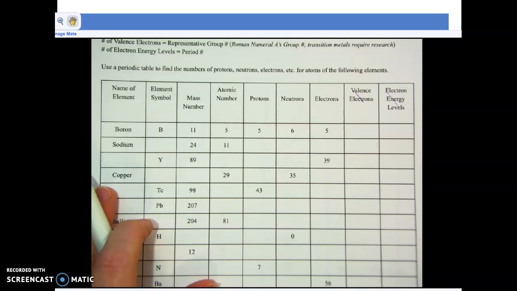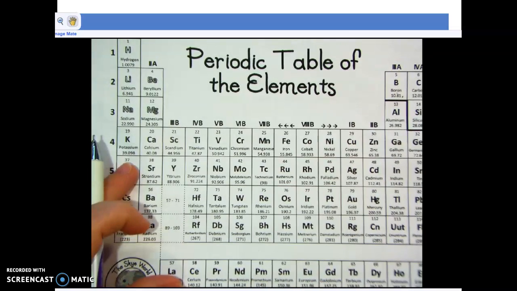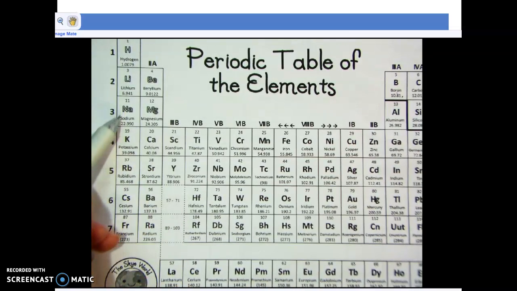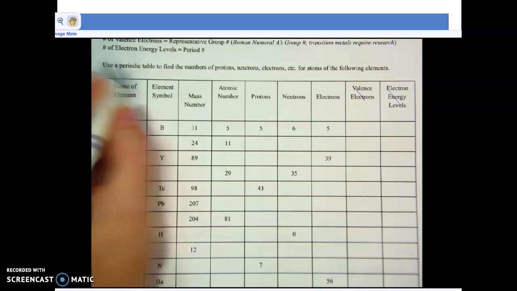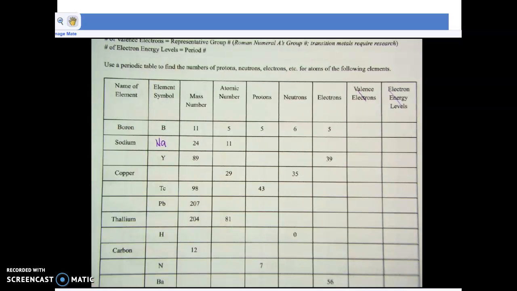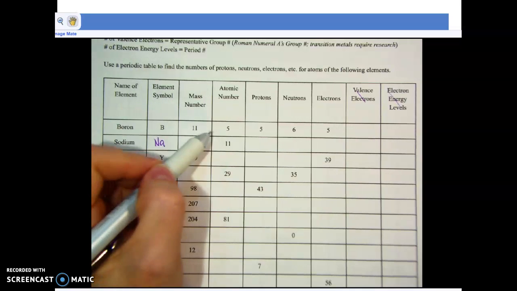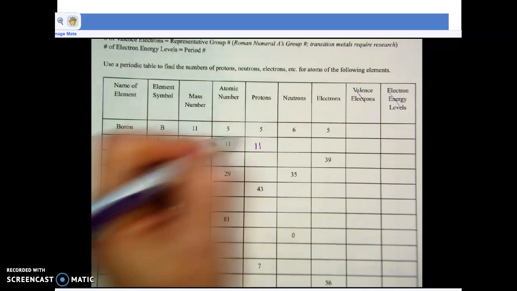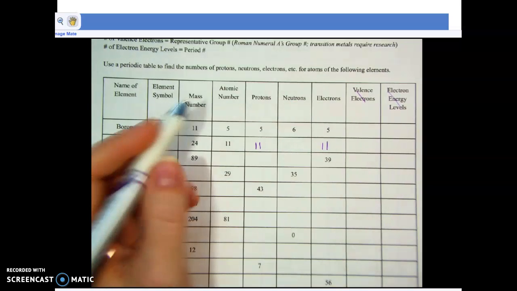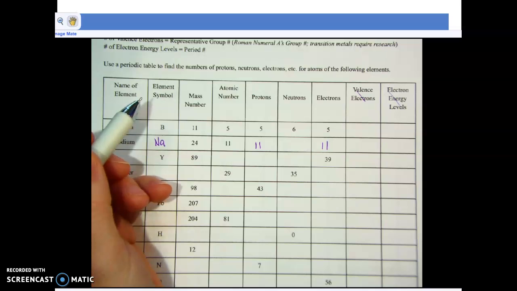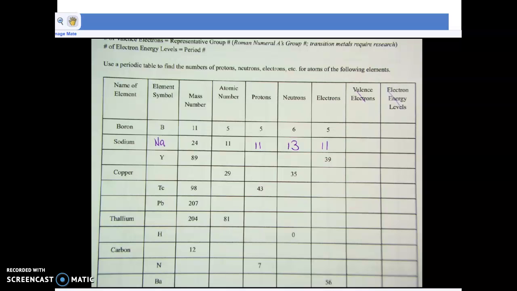We're going to do a couple of them together. Sodium is one of those that does not have the same letters as its name. Sodium is Na. You'll see this one a lot. Sodium we will use a lot. So Na. Now we have 24 and 11. Protons: the atomic number is going to be the same for the protons. The electrons are going to be the same. They're 11. Neutrons, however, you have to do the math. So 24 minus 11 is 13. That's basically how you're going to do these problems.